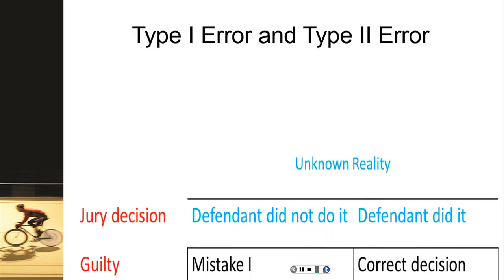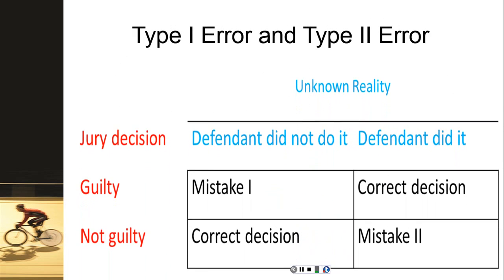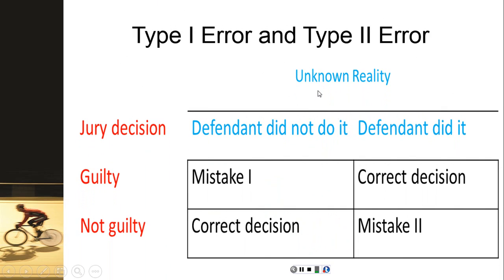we are facing an unknown reality, and that's a reality we will probably never be able to find out. It can be broken down into two possible situations. One is the defendant did not do it, and the other is the defendant did it. As you can probably understand, these two situations would not be true at the same time. It's one or the other. In the jury decision, there are two possible decisions: guilty or not guilty. Again, it's one or the other. It will not be both at the same time.